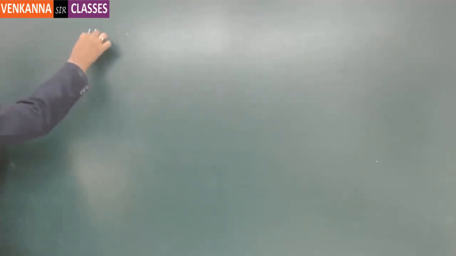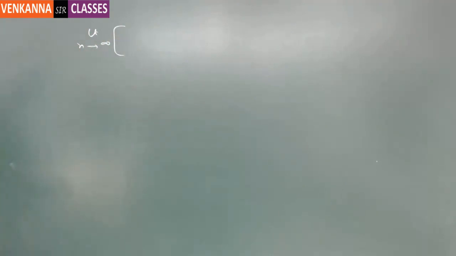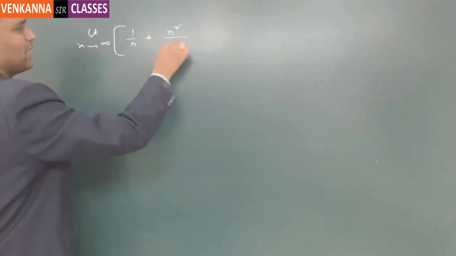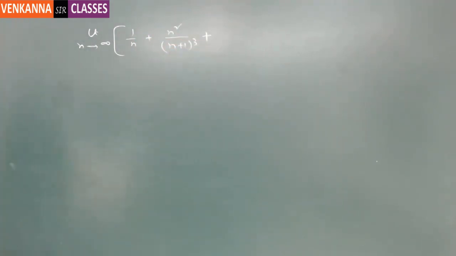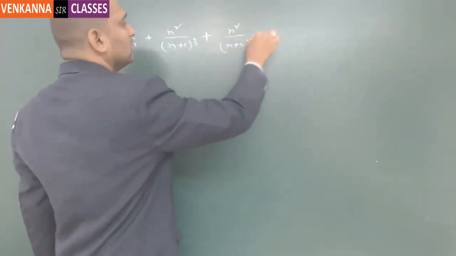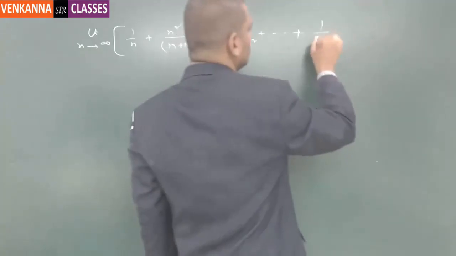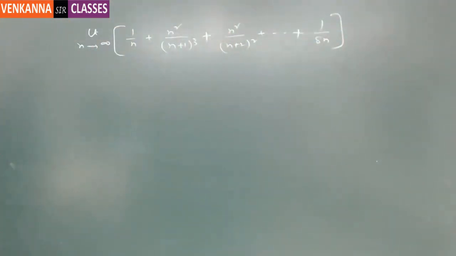So the other problem is limit n tends to infinity 1 by n plus n square by (n plus 1) whole cube plus n square by (n plus 2) whole cube plus so on plus the last value is 1 by 8n. So this part we are going to evaluate.